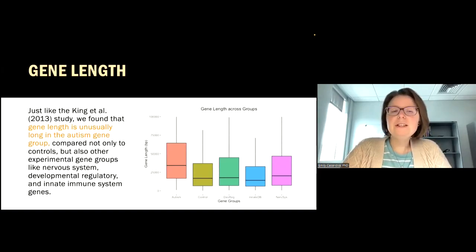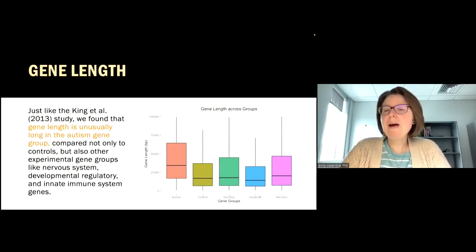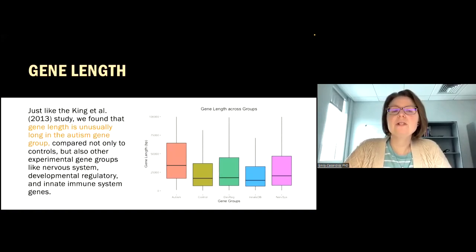Immune genes tend to have their own very unique patterns because the immune system is rather unusual as a gene group, so they're interesting to compare against as well. But the ones we're going to focus mostly on today are the autism ones in pink and the controls in that dark yellow. All right, so we do see that these autism genes are unusually long.